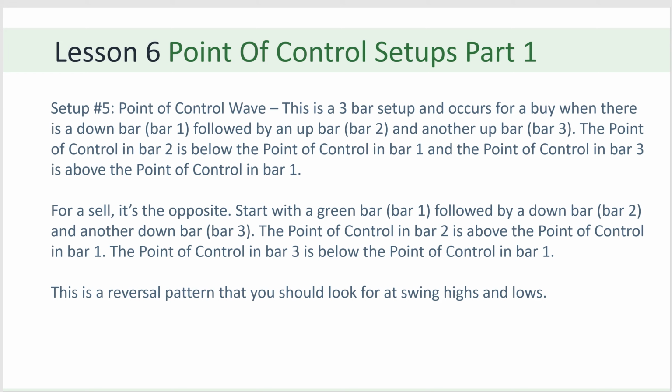You have a green candle, green bar, an up bar. It's got a point of control. Then the next bar is a down bar, red candle, and another down bar. The point of control in bar 2 is going to be above the point of control of bar 1. And the point of control of bar 3 is going to be below the point of control of bar 1. It's a reversal pattern, and it's going to be most effective around swing highs, swing lows. That's where you should key in on it in the market.